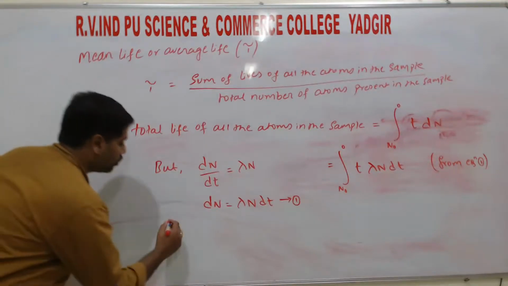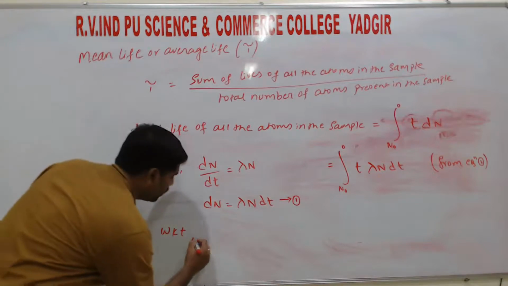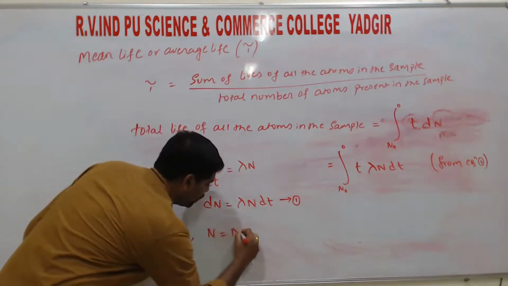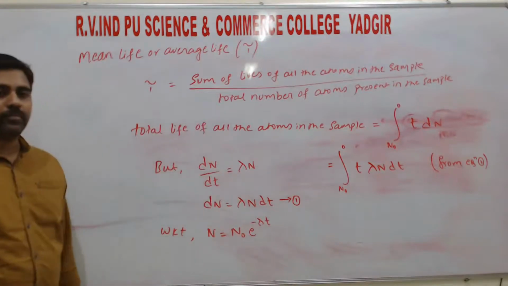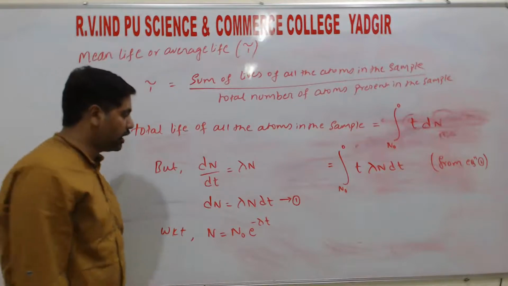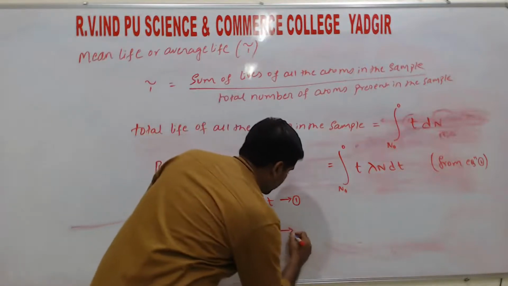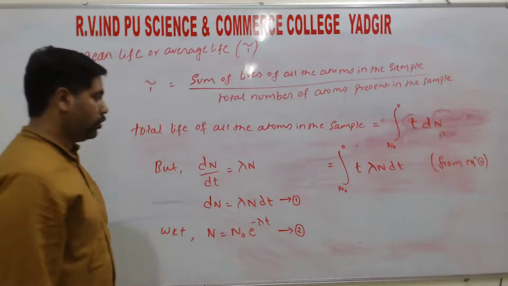Next, we also know that n equals n naught e to the power of minus lambda t, right? This is also derived from the decay law. N equals n naught e to the power of minus lambda t. So this is equation 2.